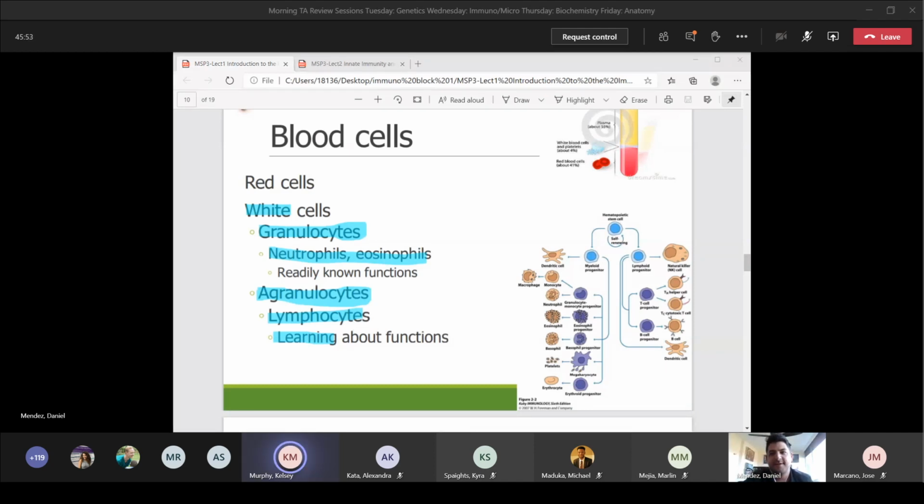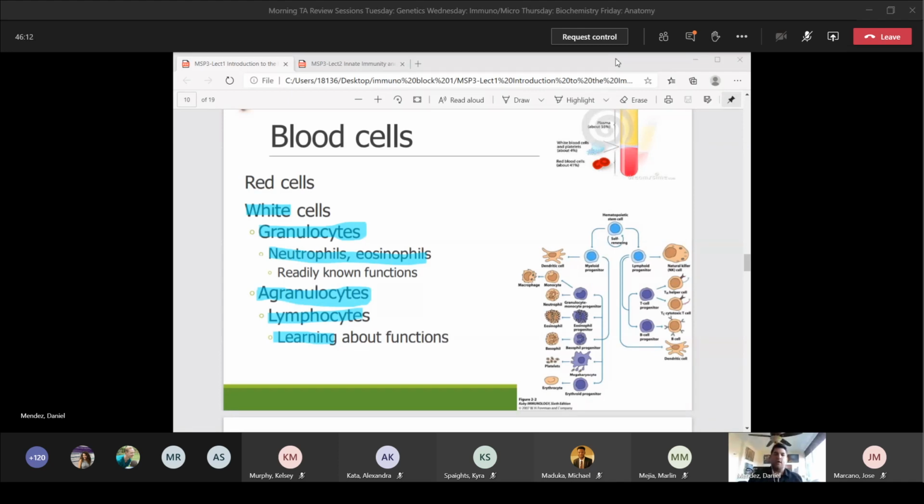Hi, sorry. Just in regards to the lymphocytes, in one of her other slides, it said that the natural killer cells were a type of lymphocyte, like a cytotoxic lymphocyte. So we're going to get into that when we get into that lecture. The NK cells are kind of a different animal.